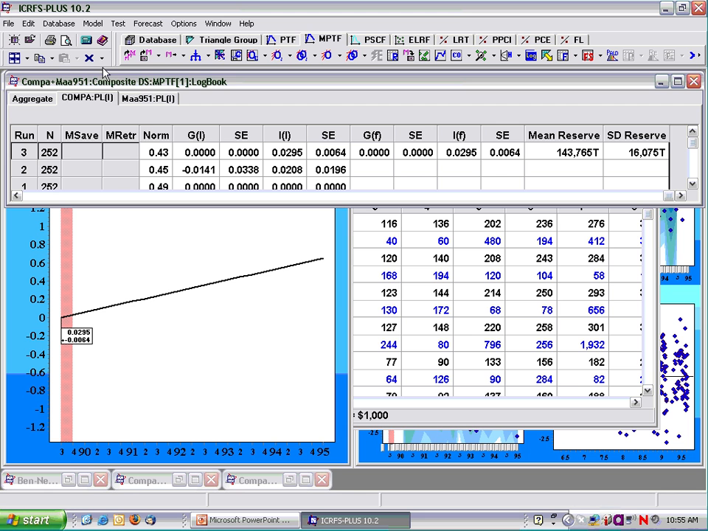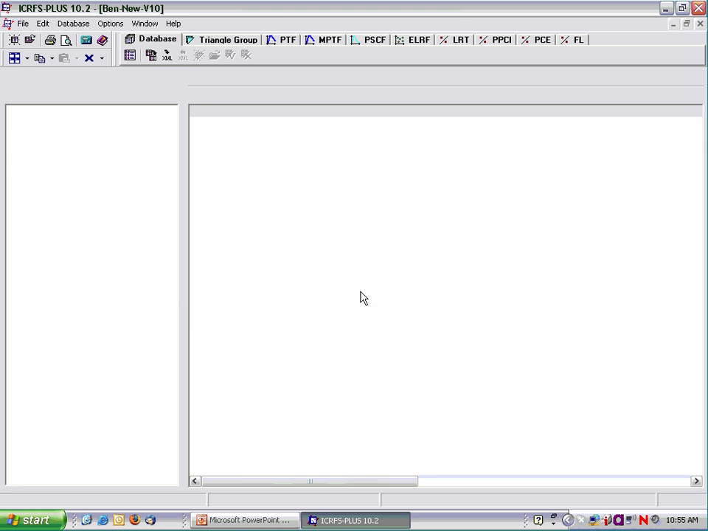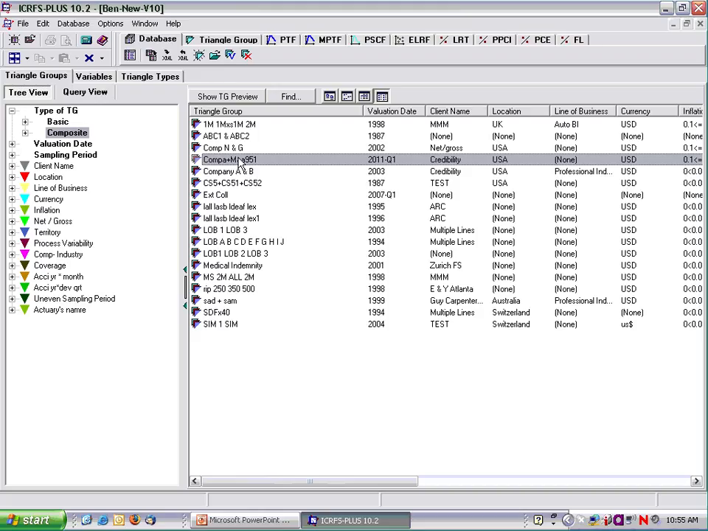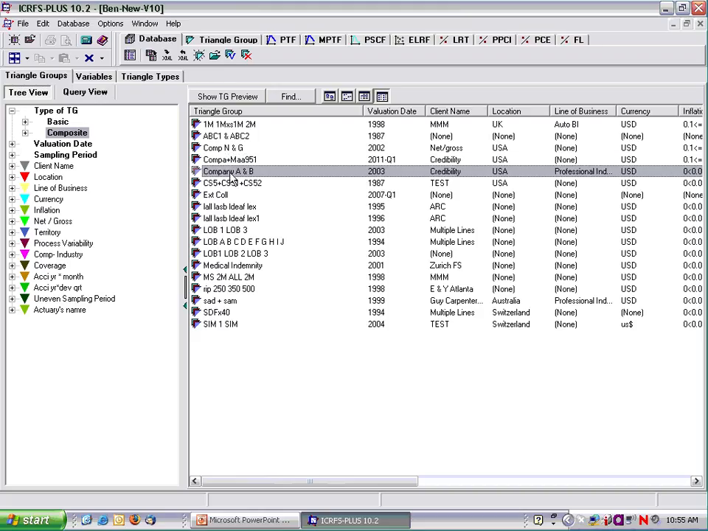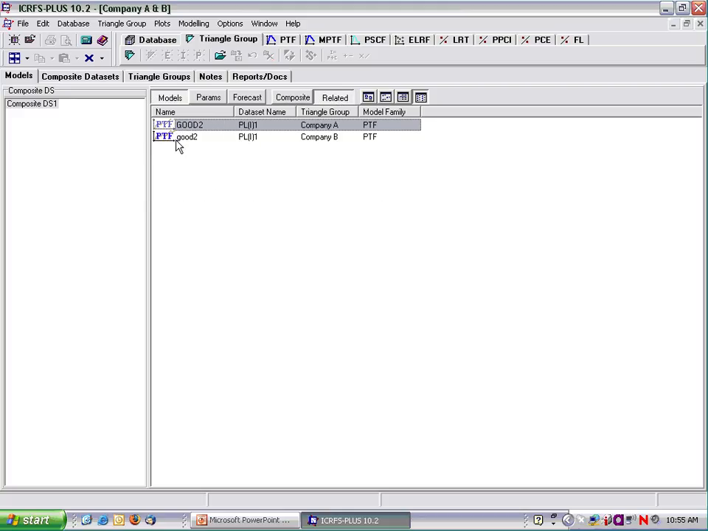Okay, there's another example of credibility modeling. It involves two companies, Company A and Company B. There they are. Now, what's going on here, let me run the independent models or the related models, which is good too for each.